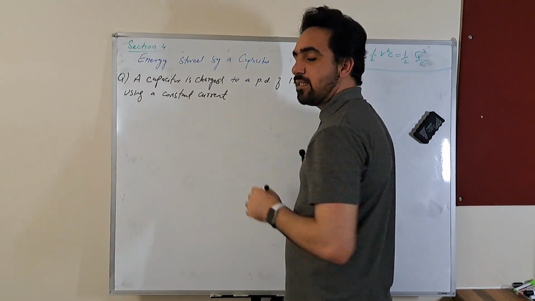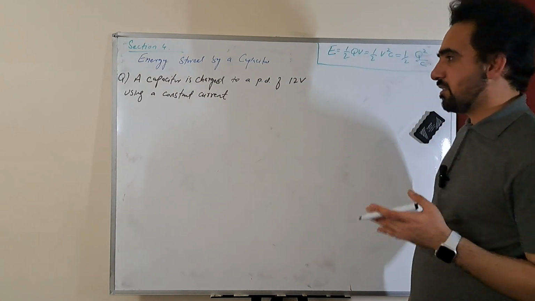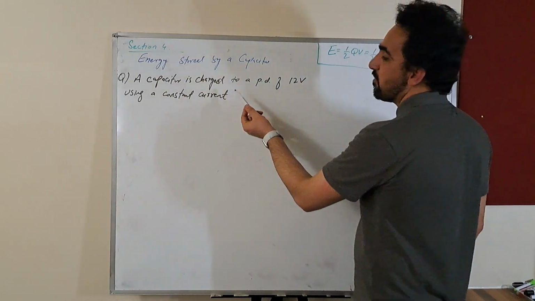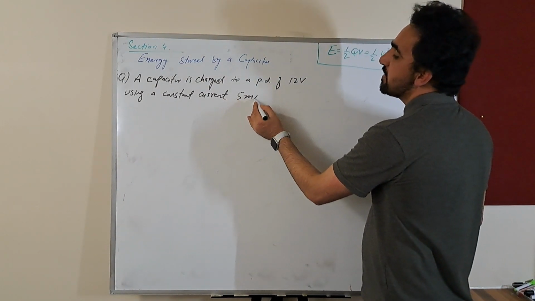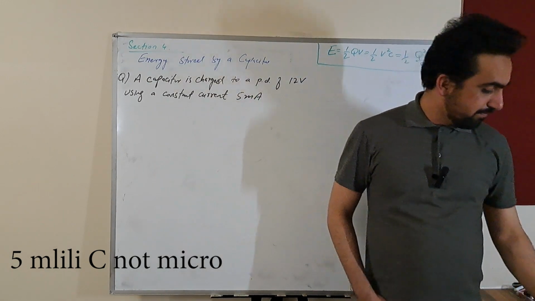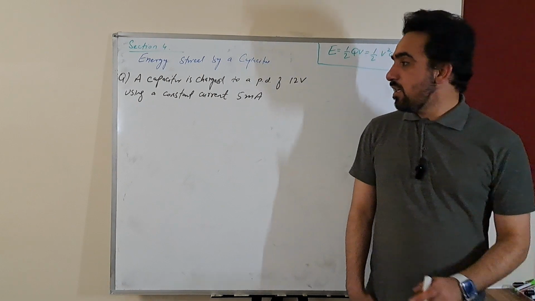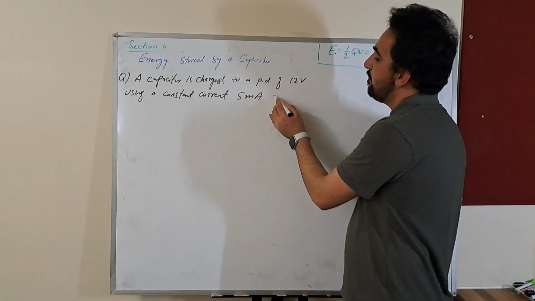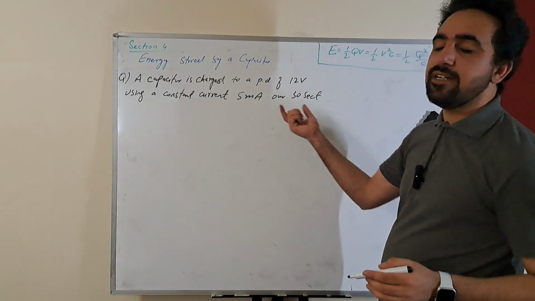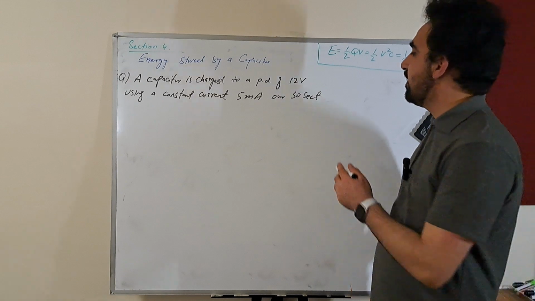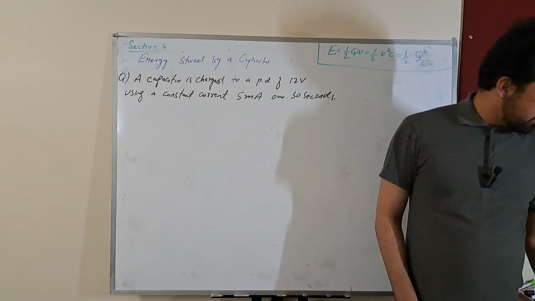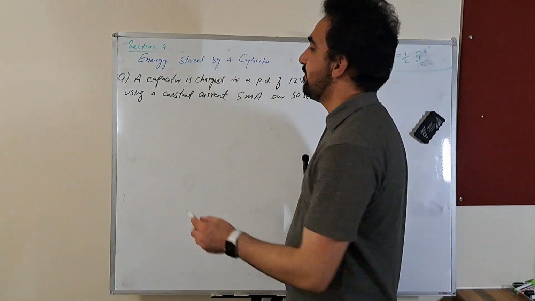What is current? Current is charge per unit time. Okay. So how much charge is being provided is 5 milliamps, that is 5 millicoulomb charge per second. Constant current of 5 milliamp over 30 seconds. So we got current and time, and from current and time we can figure out our charge. Calculate the energy stored in it.